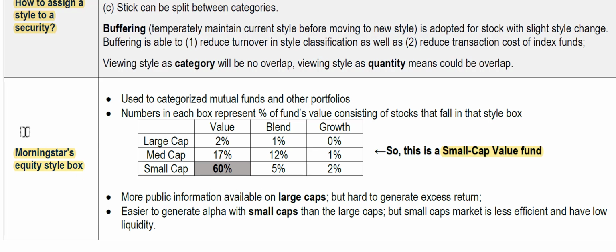So the Morningstar equity style box provides us a very convenient tool to see the style of our portfolio based on the different allocation of our securities into this matrix. And then it's easy for us to explain to our client.